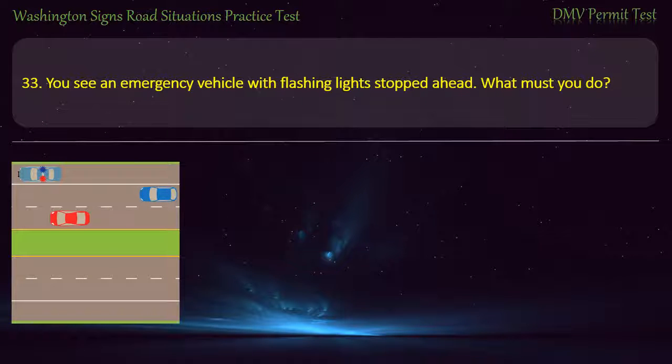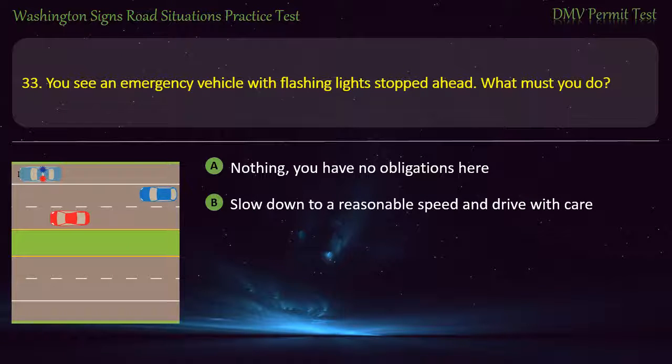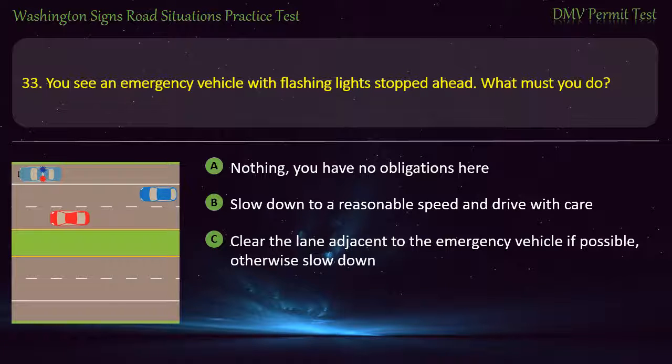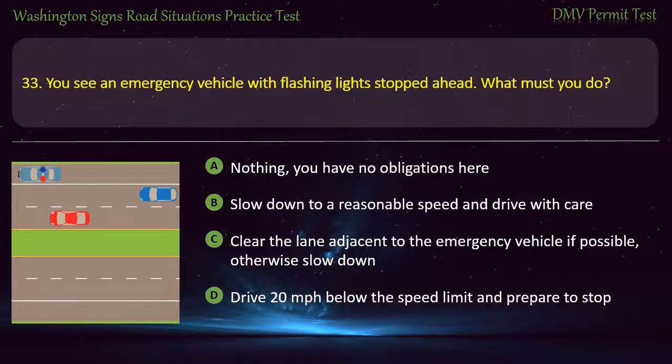Question 33. You see an emergency vehicle with flashing lights stopped ahead. What must you do? Nothing, you have no obligations here. Slow down to a reasonable speed and drive with care. Clear the lane adjacent to the emergency vehicle if possible, otherwise slow down. Drive 20 miles per hour below the speed limit and prepare to stop. Answer. Clear the lane adjacent to the emergency vehicle if possible, otherwise slow down.